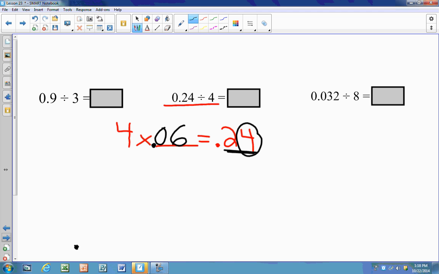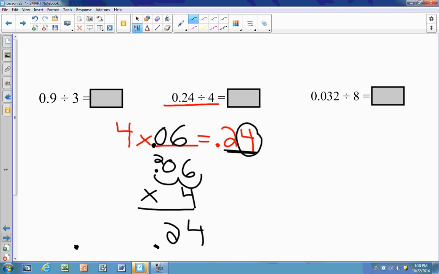And in order to do that, I need a decimal and a 0, and that will give me my 6 hundredths. Now I go down below and I'm going to check that, and I'm going to do 6 hundredths times 4, and I do the multiplication. I make 2 jumps, so 2 jumps in my answer, and that matches so that I know that I did that correctly.